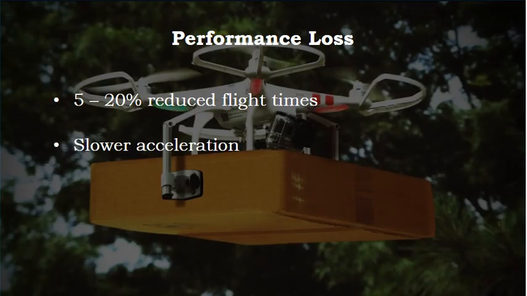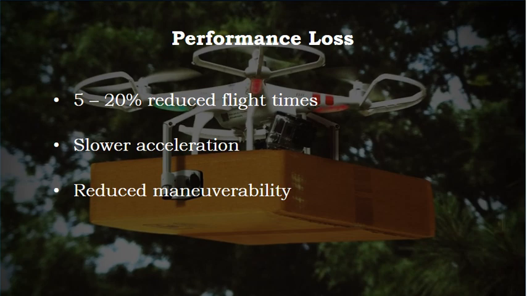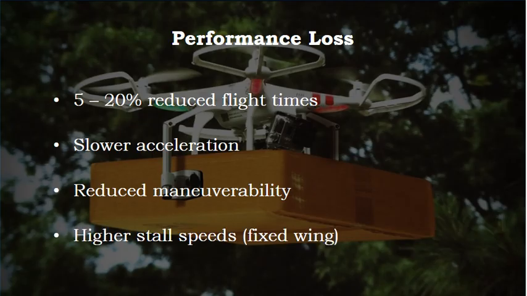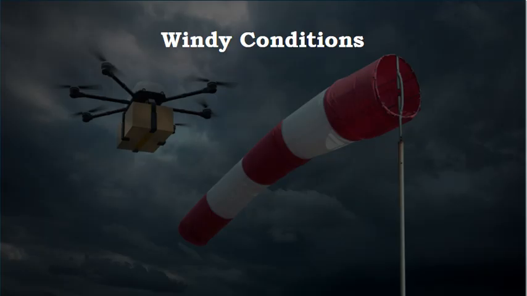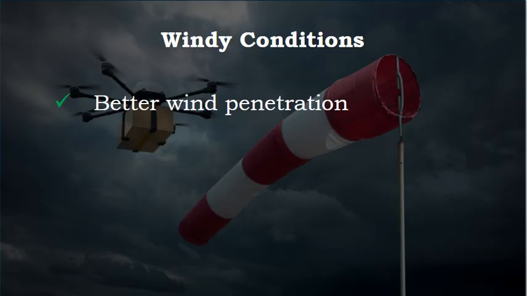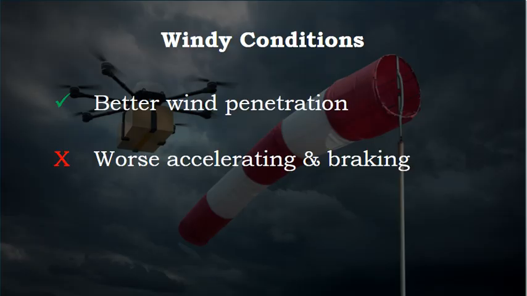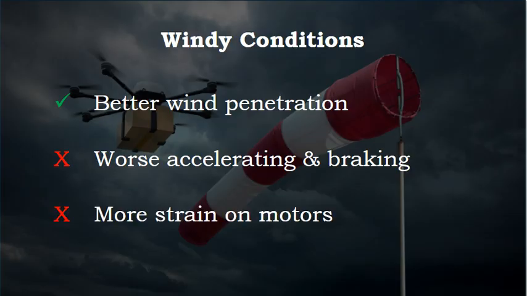This should be obvious, as the higher weight increases the draw on the unit's battery. Slower acceleration: the sUAS propellers will strain to accelerate as weight is added to the platform. Reduced maneuverability, for the same reason as slower acceleration. And higher stall speed for fixed-wing systems, especially in turns and banking. For a heavier aircraft in windy conditions, effects can include better wind penetration, worse acceleration and braking, and more strain on the motor.